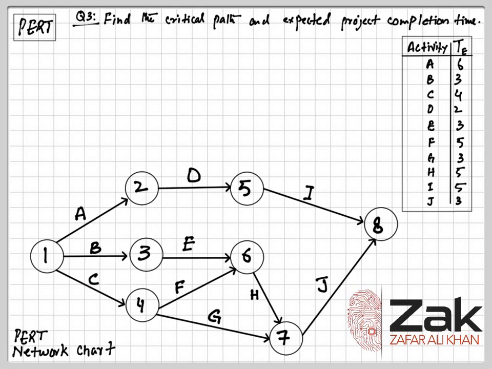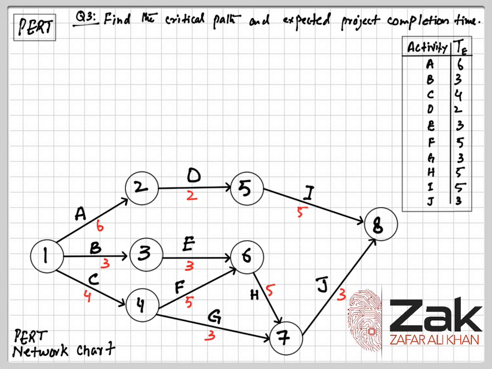So let's put that for activity A we have an expected time of 6 weeks. For activity B we have an expected time of 3 weeks. Expected time for activity C is 4. For D it is 2. For E it is 3. You can check it here where I have taken all these values from the previous solved question. And then for F it is 5 weeks. For G it is 3 weeks. For H it is 5 weeks expected mean duration time in weeks. And then for I it is 5. For J it is 3. So that is how it will be completed.